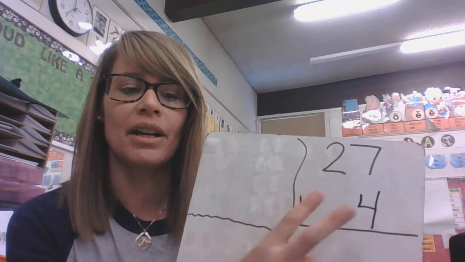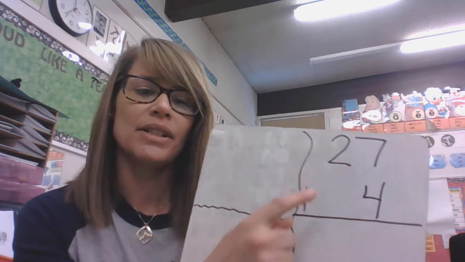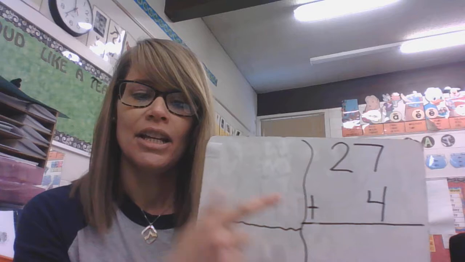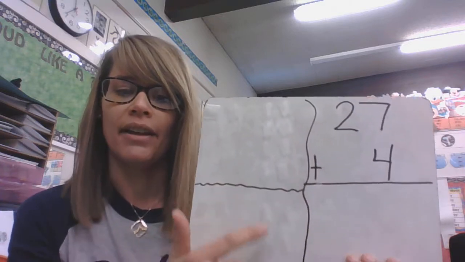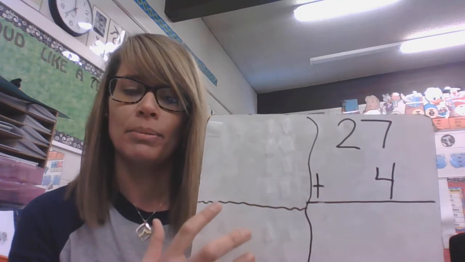Okay, so we are going to work on our double digit addition again. So for today, the strategy is going to look a little bit different. Okay, but we're going to start off the same way. So I've got 27. I'm going to make 27. If you notice, I'm back to adding. So I'm going to make 27 up here and 4 down here because I'm adding 4 more on.